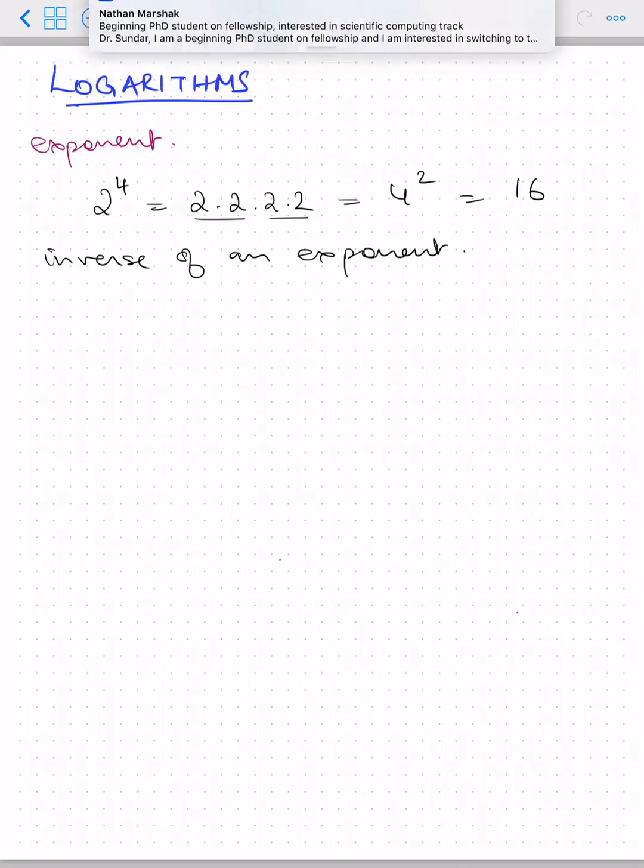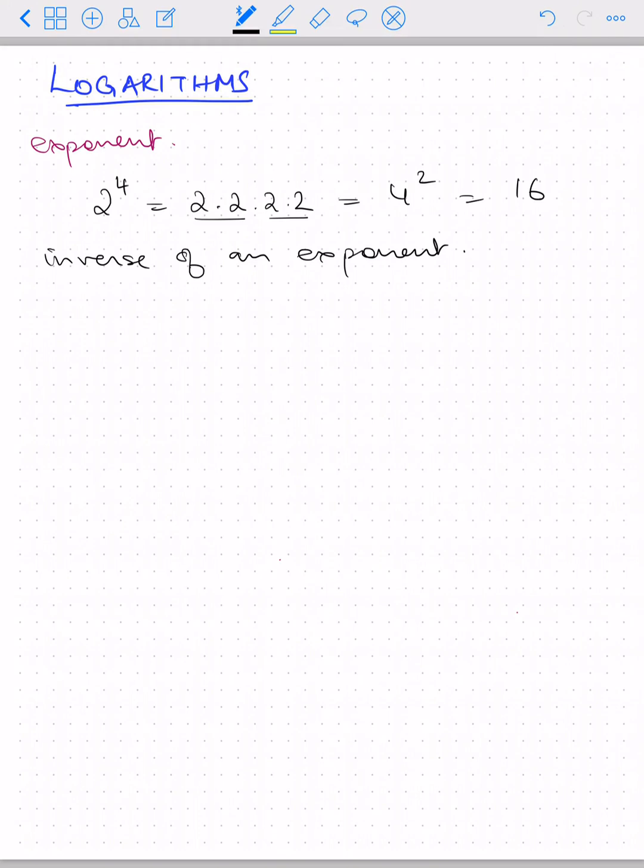So what does it mean? Let's look at this particular example. We said that 2 to the power 4 is 16, and this implies, if you consider the inverse operation, that log of 16 is equal to 4. Now obviously the 2 plays an important role here. It's the base, and we would normally write it this way.